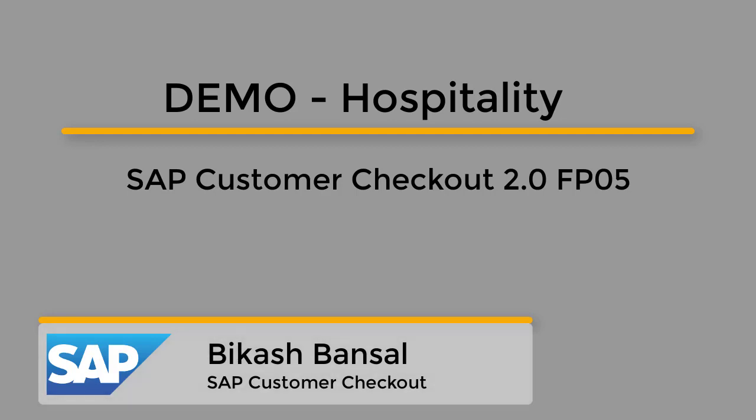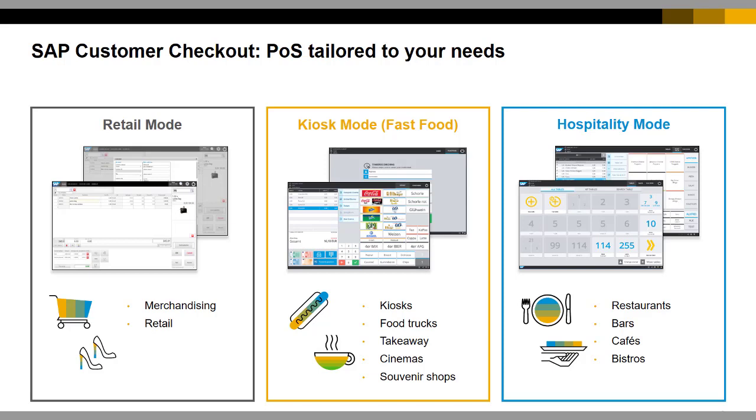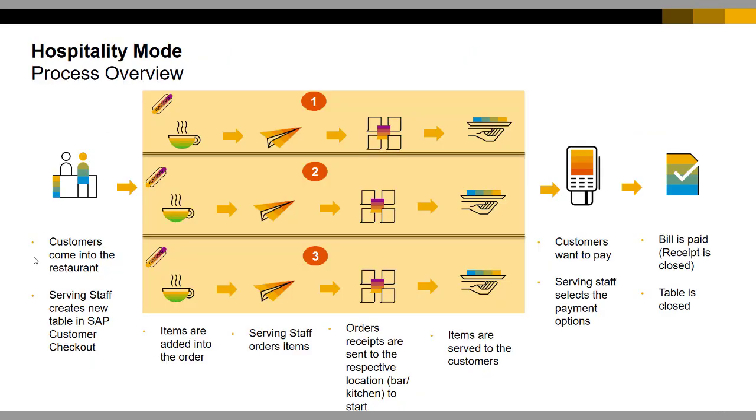In this video I will show you a small demo of the hospitality mode of the SAP Customer Checkout. As you probably already know, SAP Customer Checkout has three different user interface modes. The first one is the retail mode, the second is the kiosk mode, and the third is the hospitality mode. And in this video I will show you a demo of the hospitality mode.